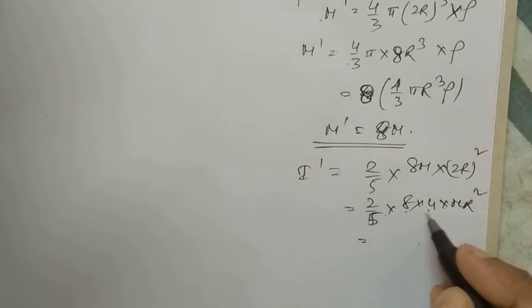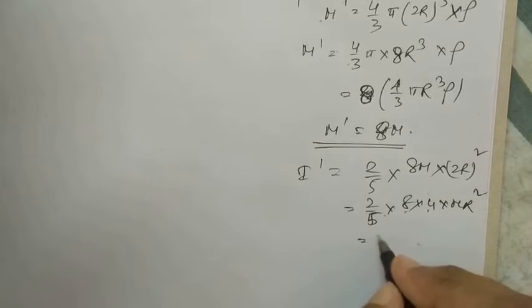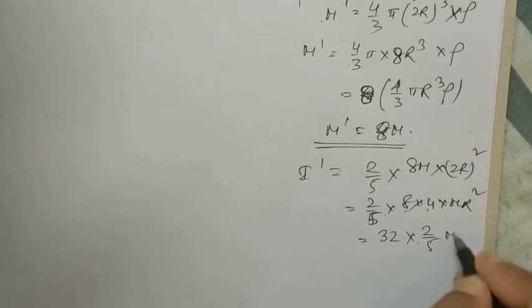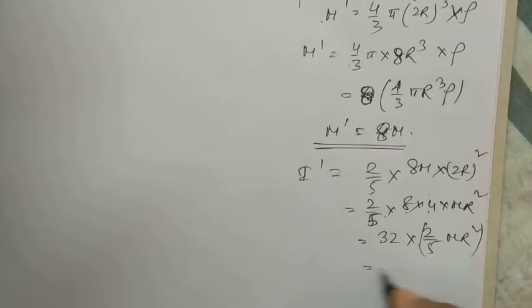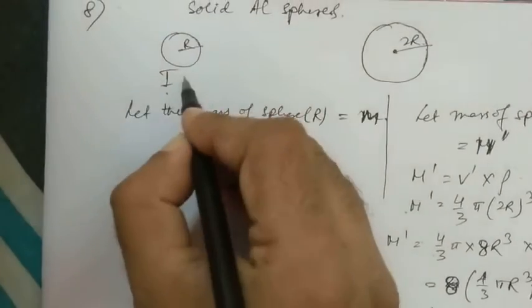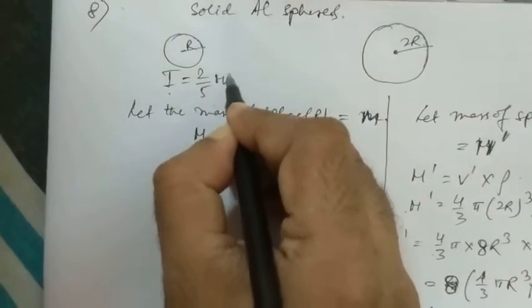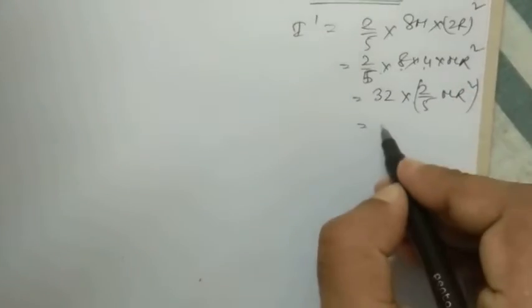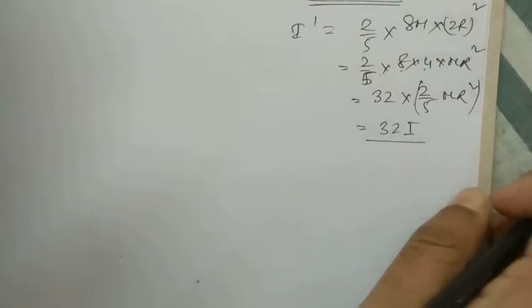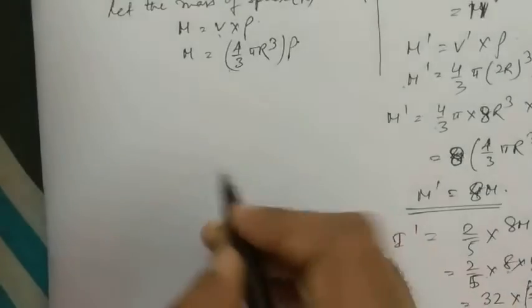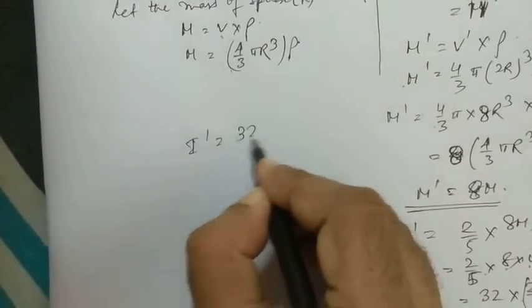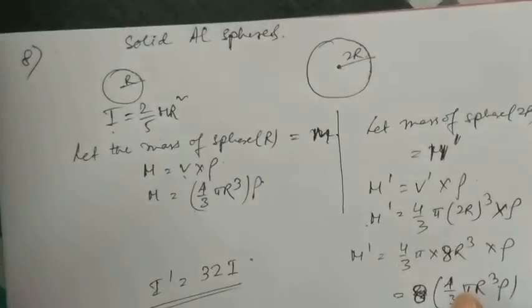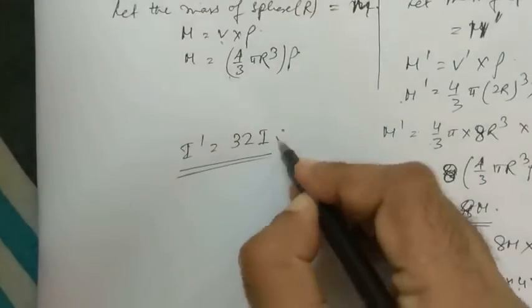So 32, 8 4s are 32 and 2. You can write it like this: 32 into 2 by 5 mr square. Now again 2 by 5 mr square means the moment of inertia of this small cylinder. Here I is equal to 2 by 5 mr square, according to what we have taken, m and the radius as r. So 32 into 2 by 5 mr square means 32I, 32 times the moment of inertia as in the previous case. So I dash is equal to 32I. This is the answer. So the option will be 32I.